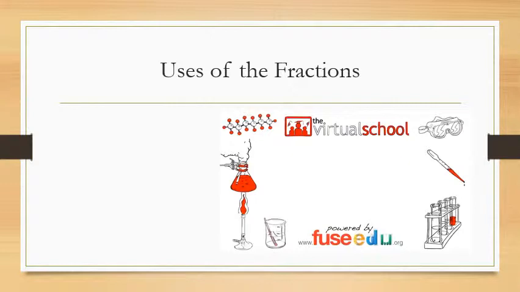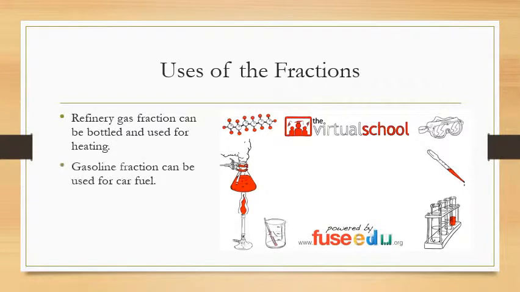So in terms of the uses of the fractions, the refinery gas fraction can be bottled and used for heating. This is the one at the top. The gasoline fraction can be used for car fuel. And the diesel fraction can be used for fuel in trucks and in trains. That's where you get the combustion from.